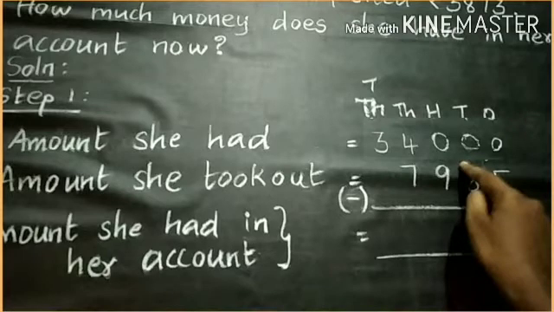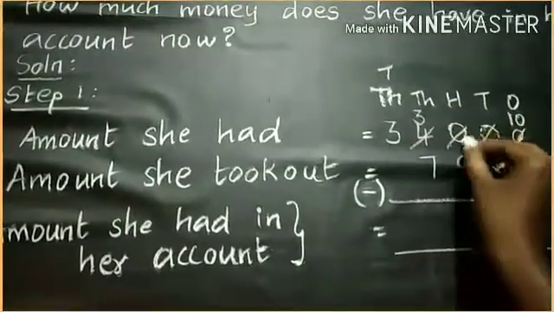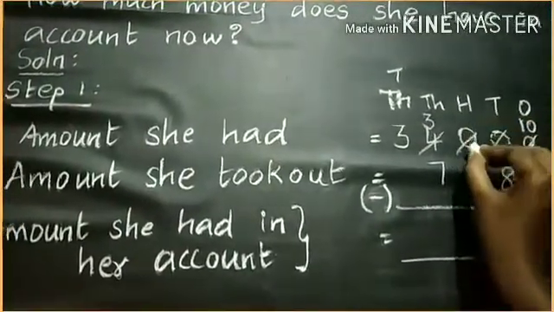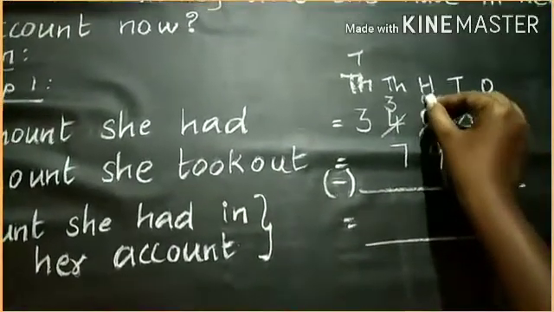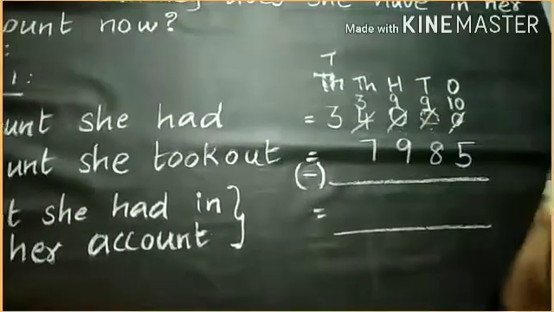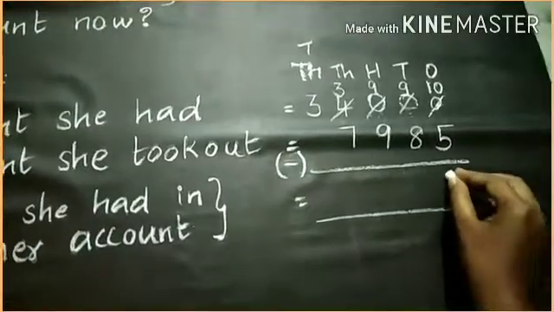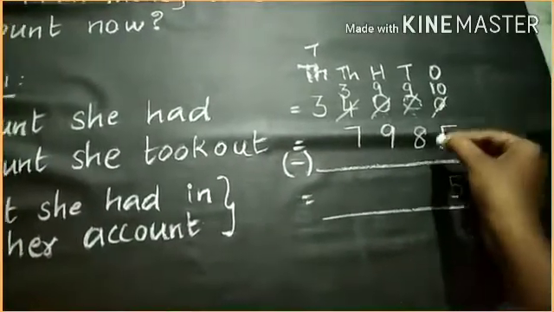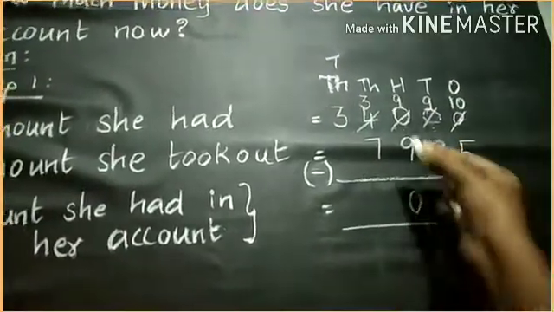If we borrow 1 from 1000 place, 1000 place becomes 3. Hundreds place becomes 9. Tens place becomes 9. Ones place becomes 10. Okay, now 10 minus 5 is 5. 9 minus 8 is 1. 9 minus 9 is 0.